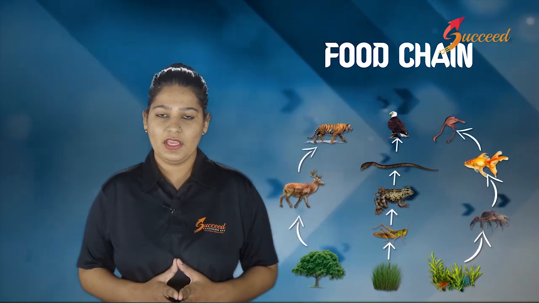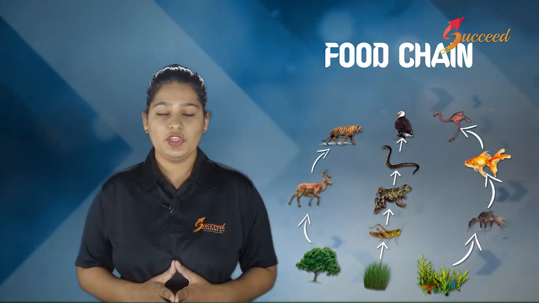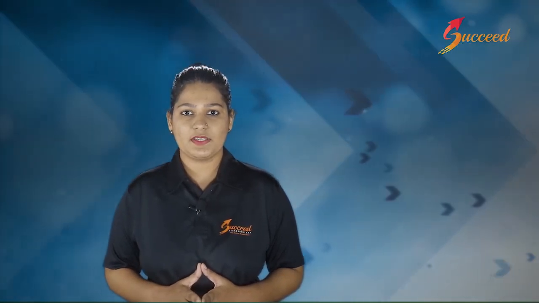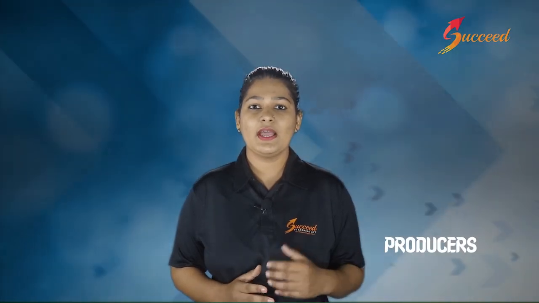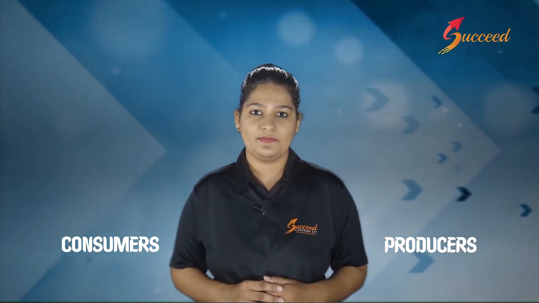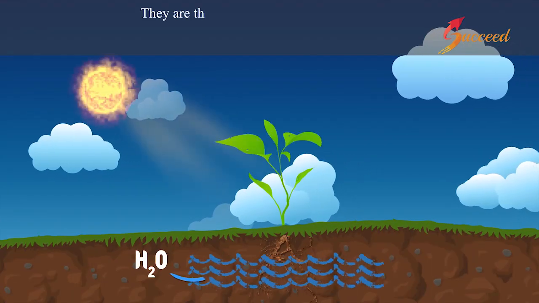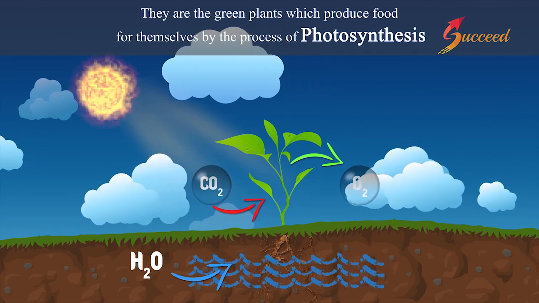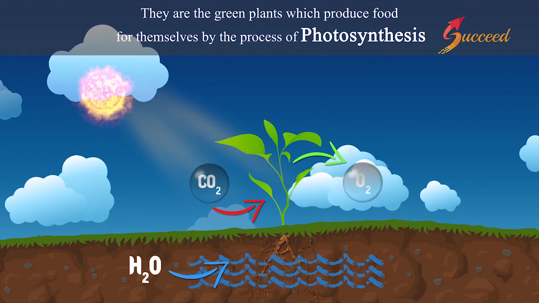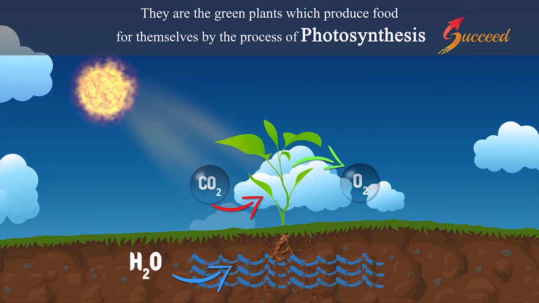Food chain. Before starting with the food chain, you should know the types of organisms. There are two types of organisms, producers and consumers. Now let's start with the producers. They are the organisms which can prepare their own food with the help of a process called photosynthesis. For example, all the green plants. Whereas consumers are the organisms who depend on producers directly or indirectly for their food.